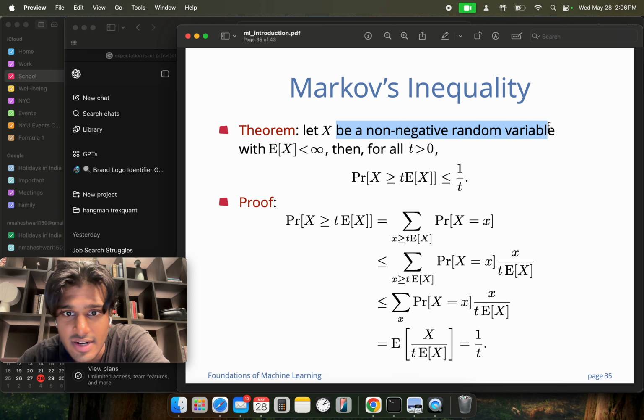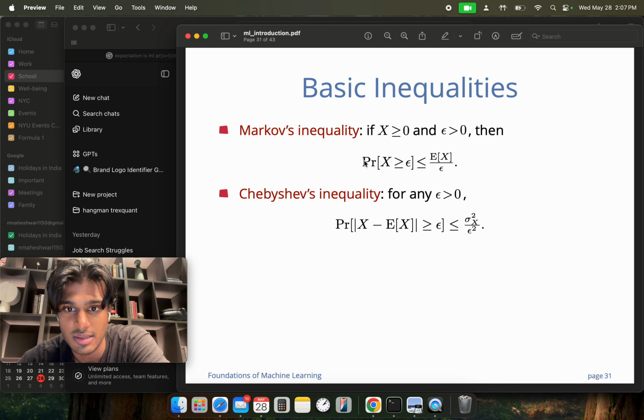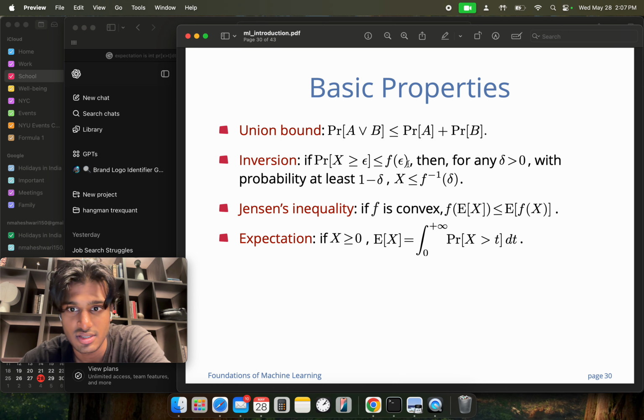Let X be a non-negative random variable, then the probability that X is greater than epsilon is less than the expectation divided by epsilon, right? And the expectation divided by this epsilon is just 1 over t. So this is the right way of writing this. It's the same thing. Epsilon here is t times the expectation of X.